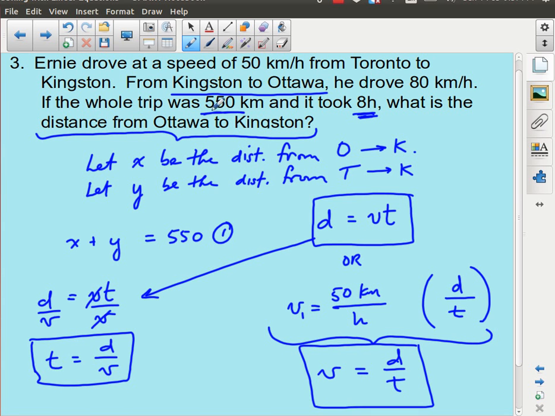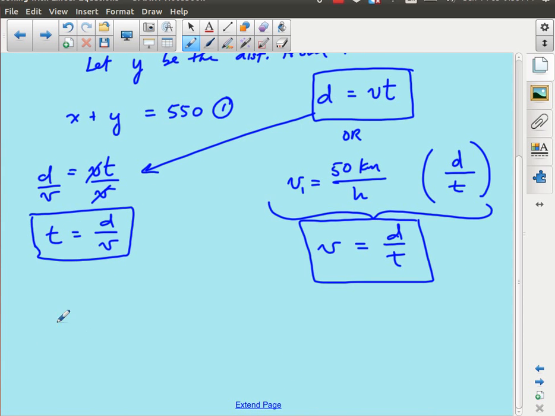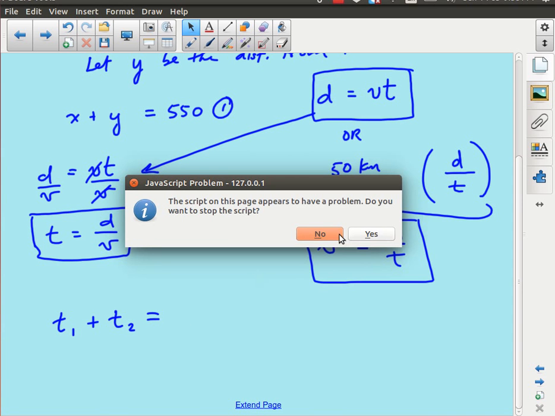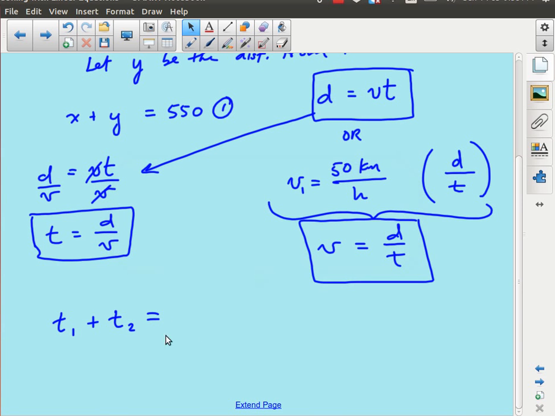We formed our first equation making use of this quantity, a total distance of 550. The other total that we have is a time. So that makes me think that I'm going to want to write my second equation in terms of time. Sorry, I didn't mean to do that. I meant to extend the page. And so that gives me a bit of a hint that I want to write that T1 plus T2 is equal to 8 hours. I've lost my pen. There we go. T1 plus T2 is equal to 8 hours.